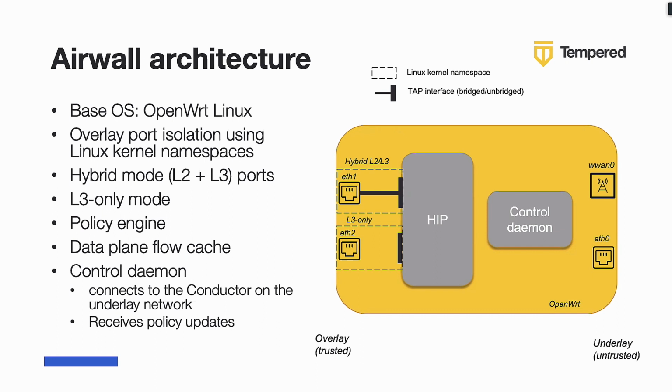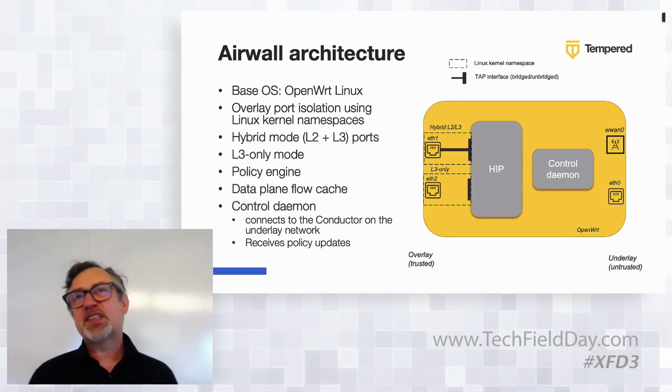The other important part of the architecture is the control daemon. The most important role of the control daemon is to connect to the conductor and get all of the conductor policy configuration. The control daemon also runs things such as the monitoring framework and the link managing framework, and it's also responsible for doing all of the OS-level configuration jobs.